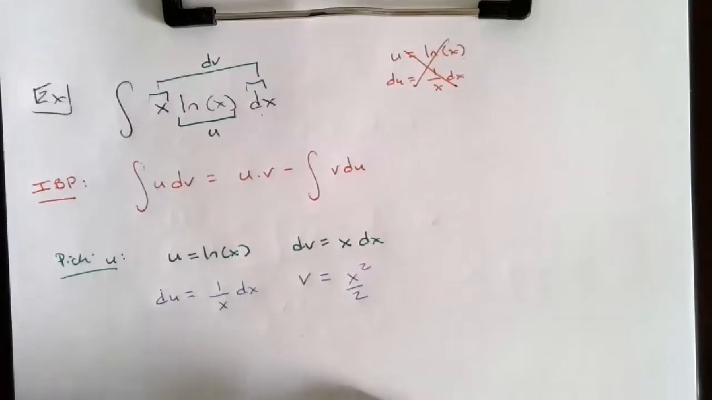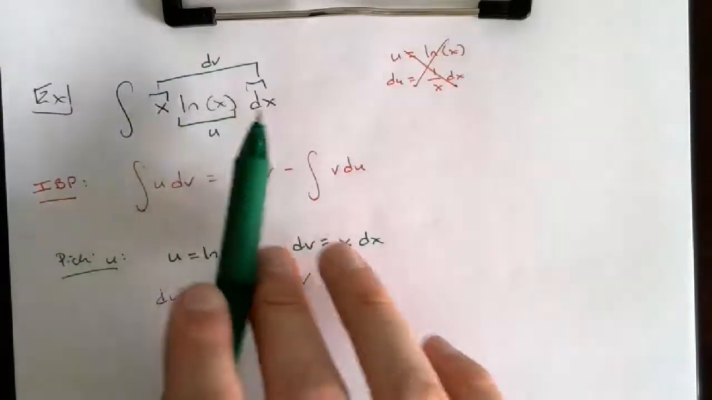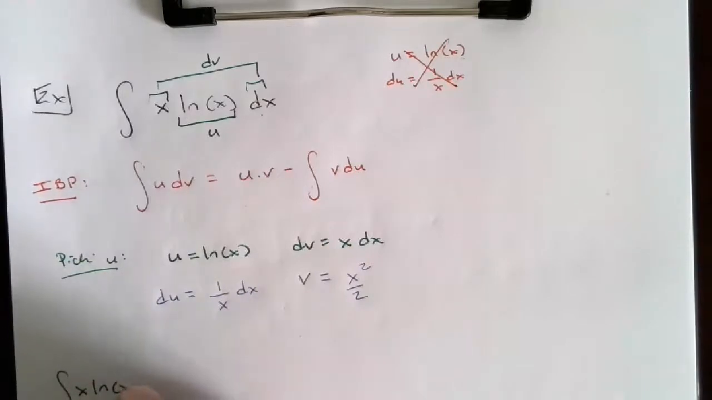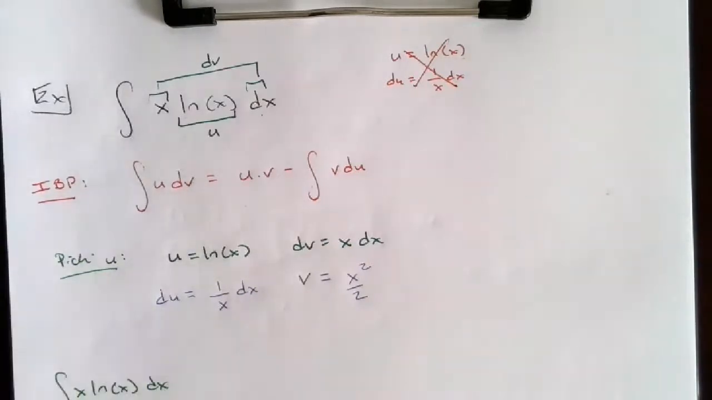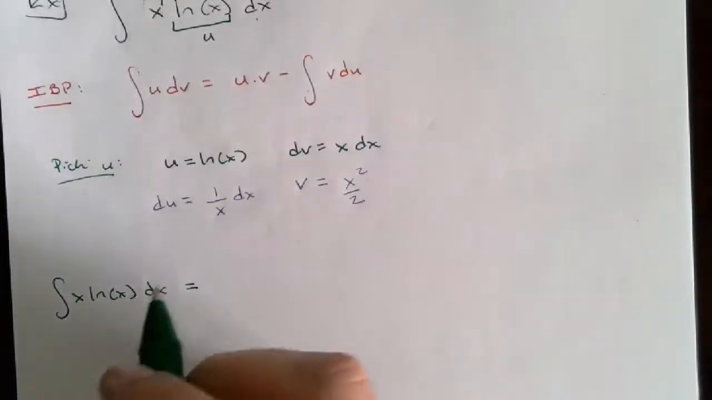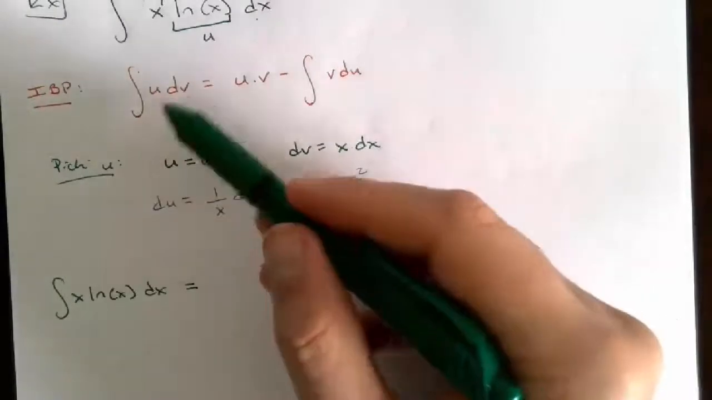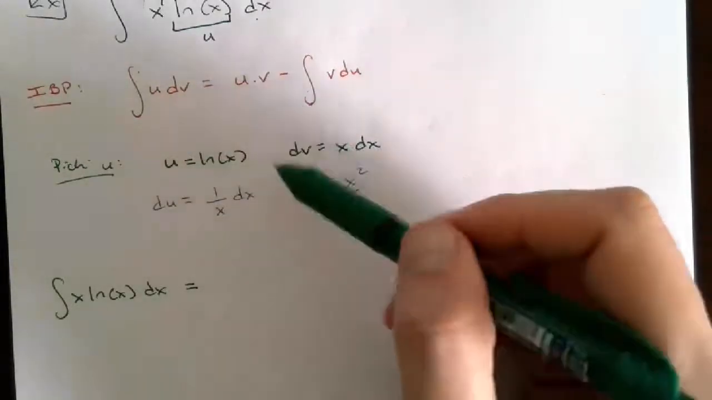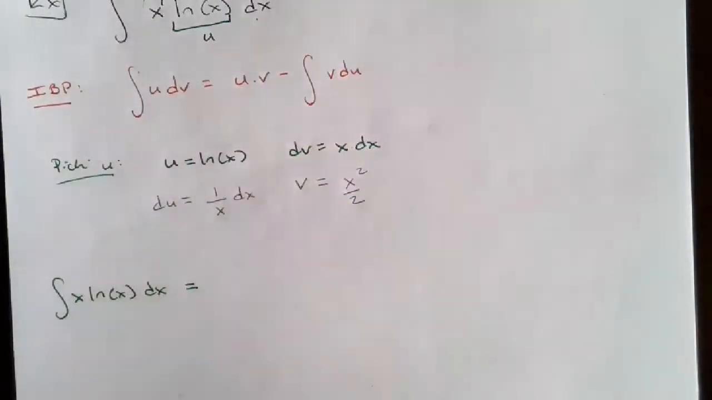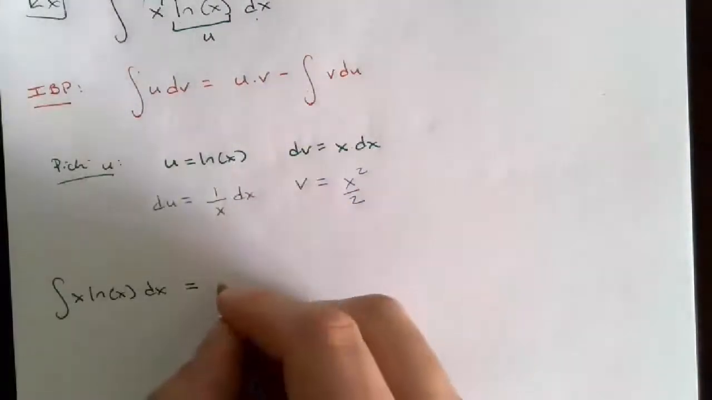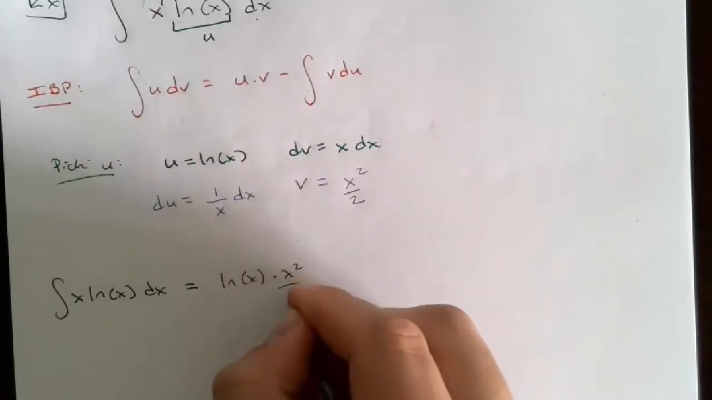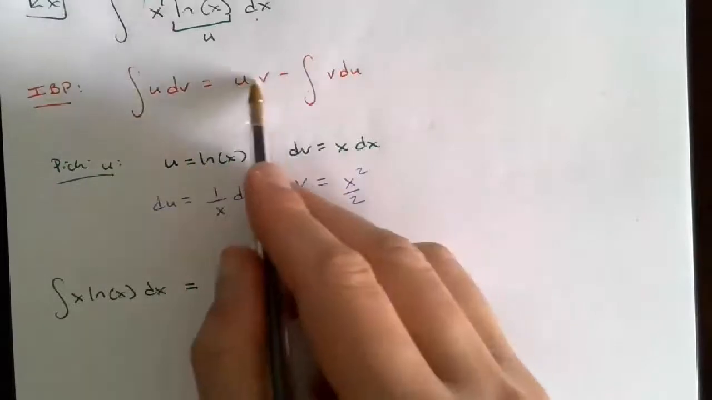So I have this integral of x ln of x dx, right? That's the u dv part, and I'll write it out just so you see it, x ln of x dx. All right, and we're going to follow along with our formula here. So we have, this is the u dv, it's equal to u times v, so it's this times this. So we would have, it's equal to natural log of x times x squared over 2. This is uv, that's this part right here.